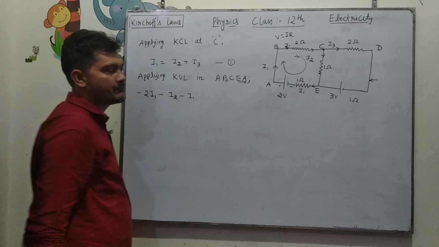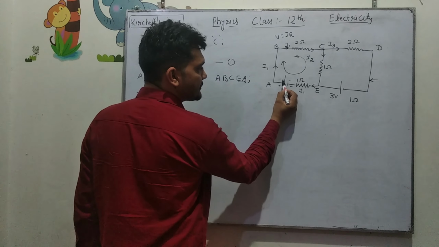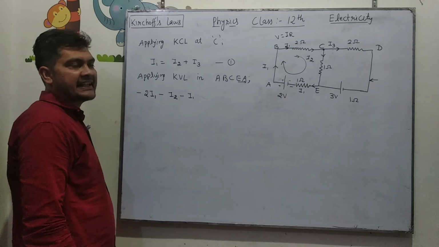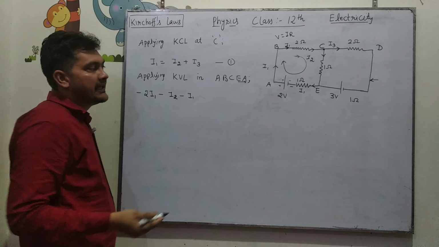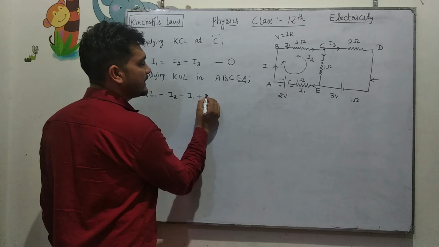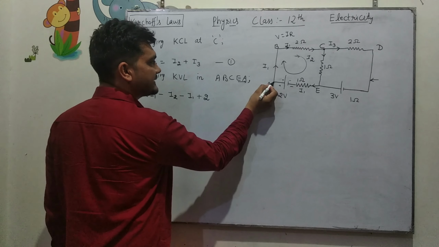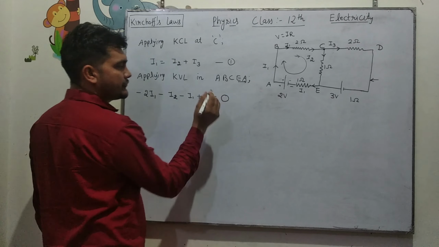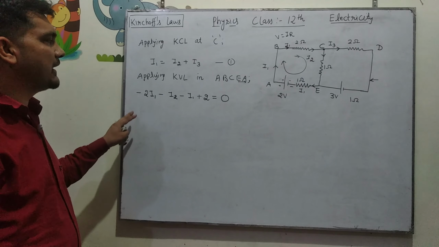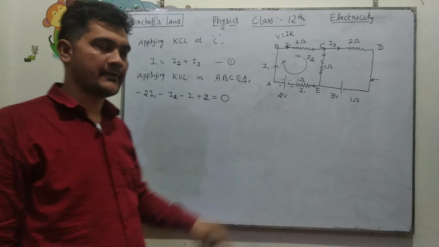Now we have a battery and we are moving from lower potential to higher potential. So, you are moving in a direction from lower to higher potential. It means there is a gain of potential, and gain of potential is represented by positive sign. It is plus 2, the EMF of the cell. Now the loop is completed. Therefore, you equate it to 0. So this is the result of applying Kirchhoff's voltage law in this loop A, B, C, E, A.